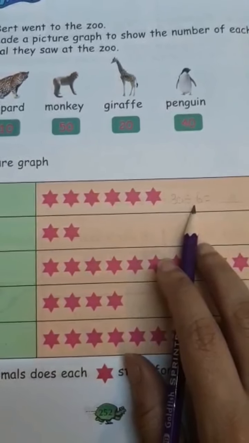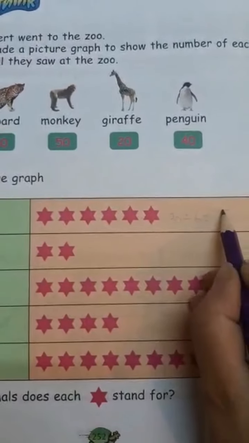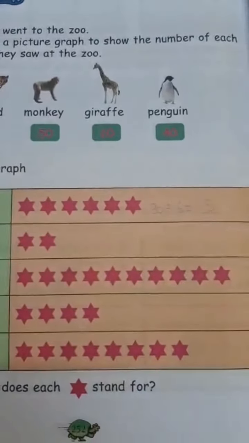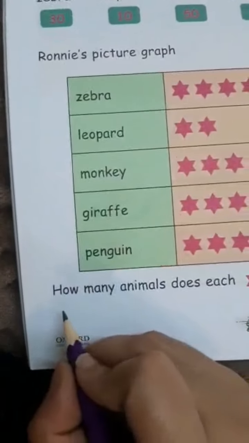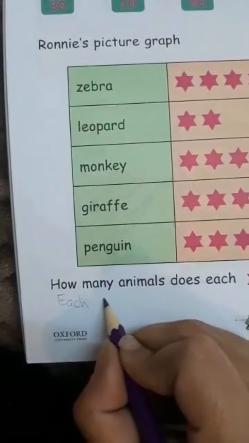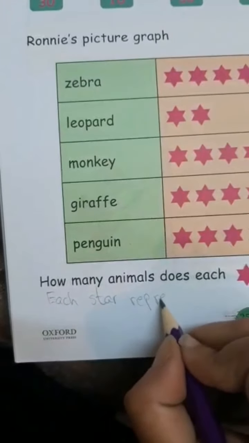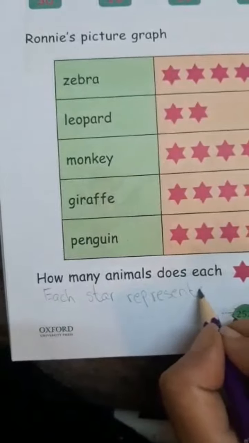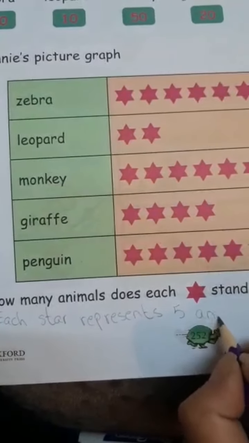Think about it for a minute. Those of you who answered 5, you are correct. That means that each star represents 5. Right here, I'm going to write each star represents 5 animals.